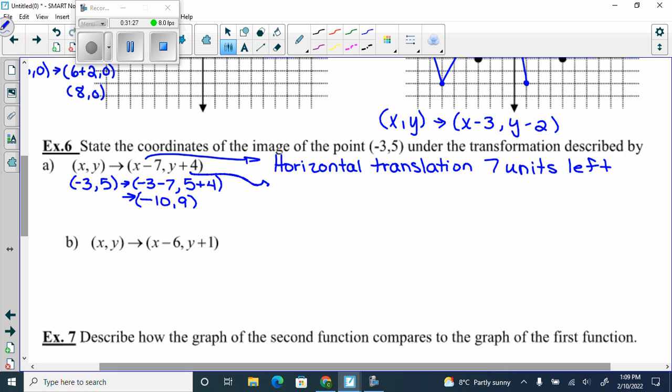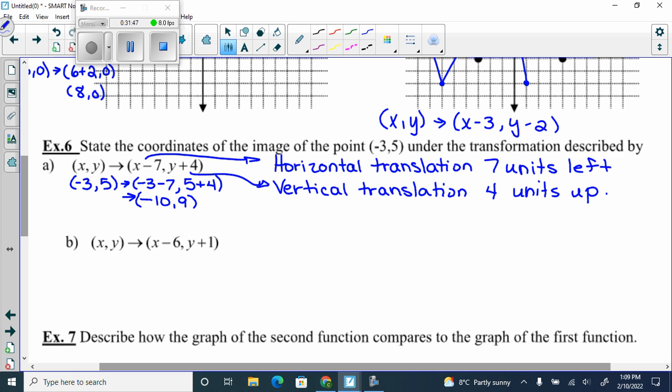And this, I have a y, I'm adding 4. So I'm moving. Vertical translation. Four units up.